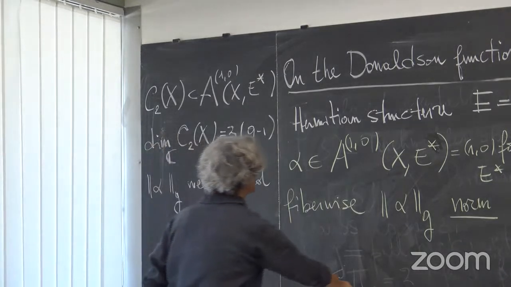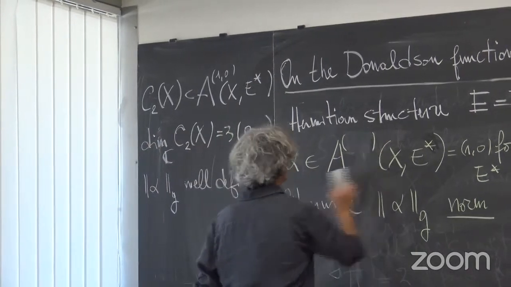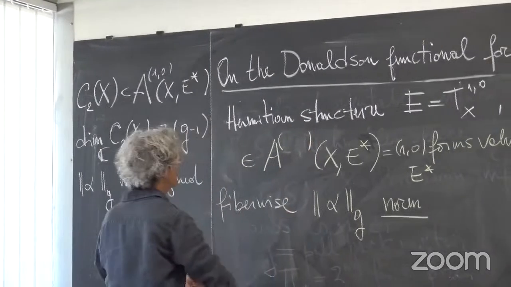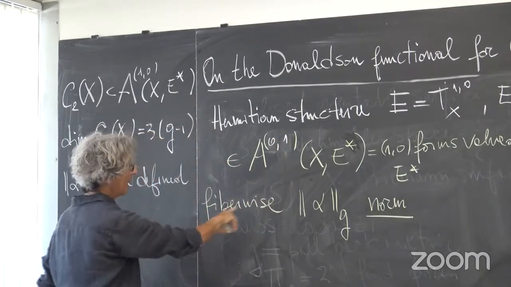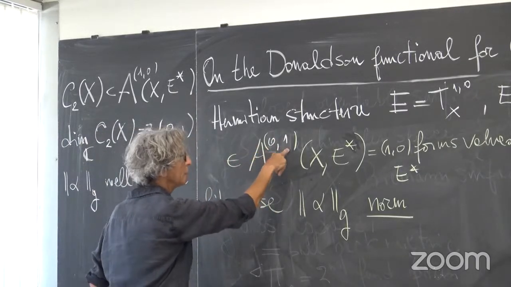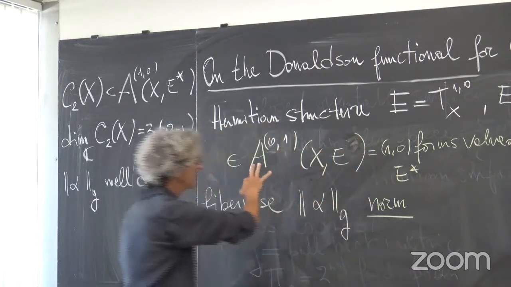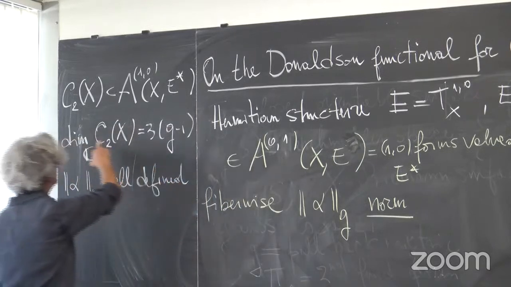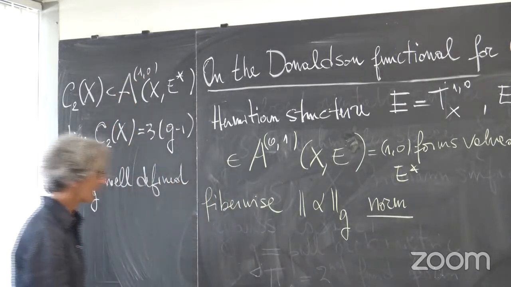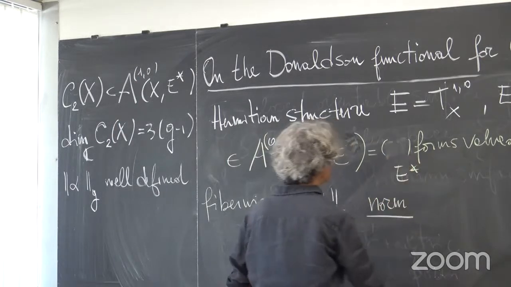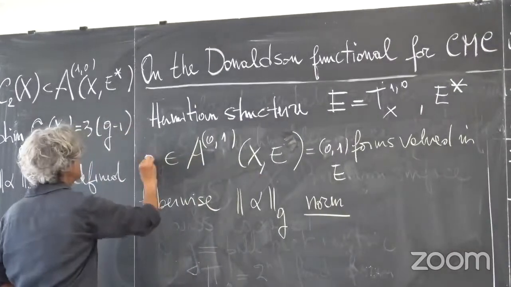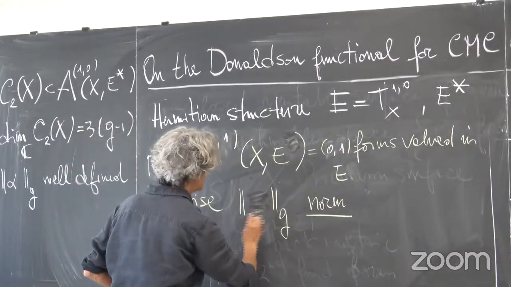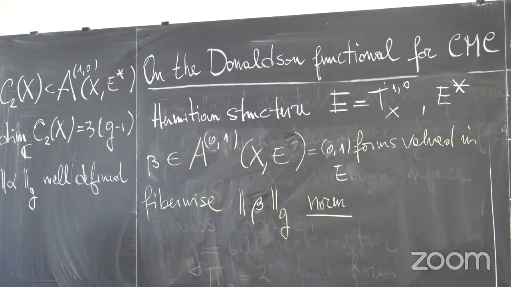By the way, since I am here, it is worthwhile also mentioning that I can also define, and this is a space which we'll enter in a second, a fiber-wise norm for A^{0,1} forms valued in E. What I'm writing here, as we will see, is just the dual of the A^{1,0} forms valued in E star. So this is the space of the 0-1 forms valued in E. And so for every beta in this space, we also have a fiber-wise norm which depends on g. This also we shall use.